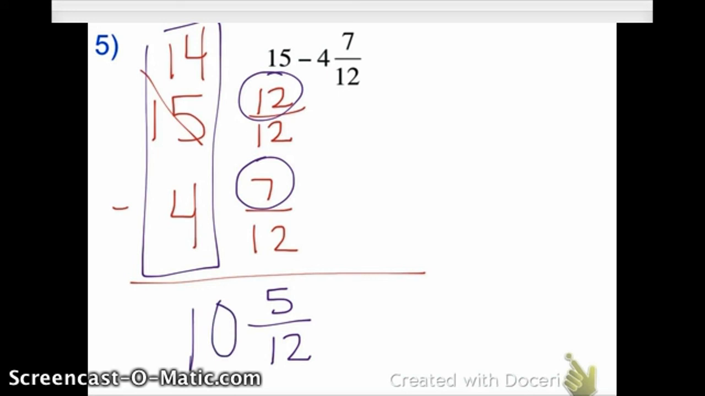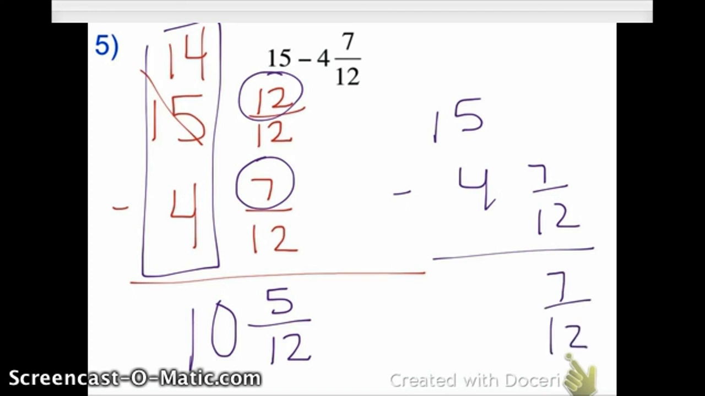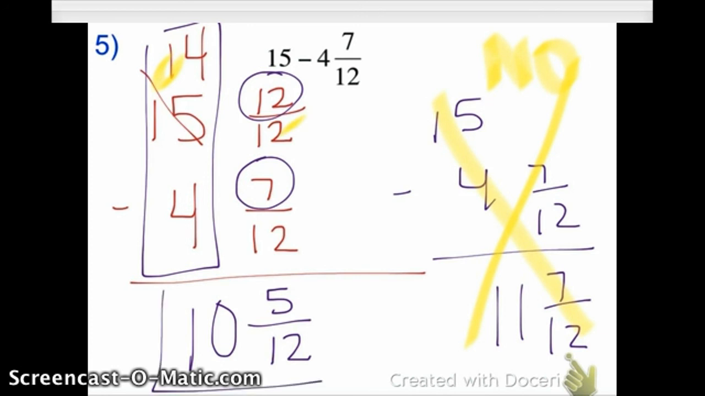Probably one of the most common mistakes kids do make on a problem like this. First thing they do is they just bring 7/12 down here. And that's their answer. Don't do that. Boo. Bad. No. You need to make sure you borrow over here. Give a fraction. Okay, so again, the final answer should be 10 and 5/12.